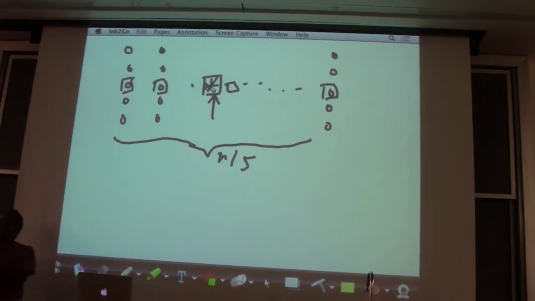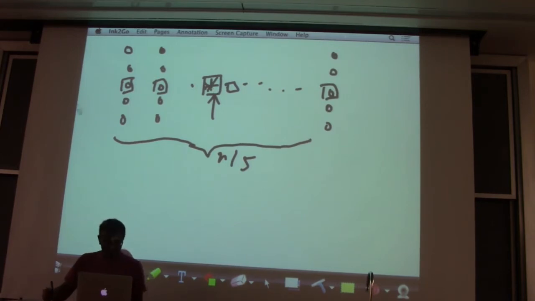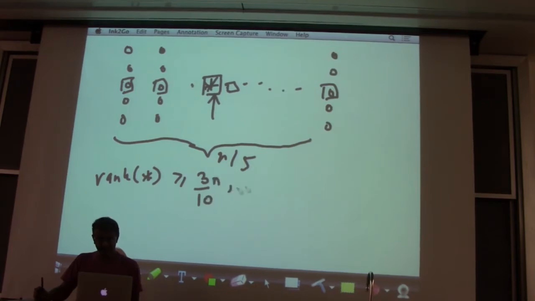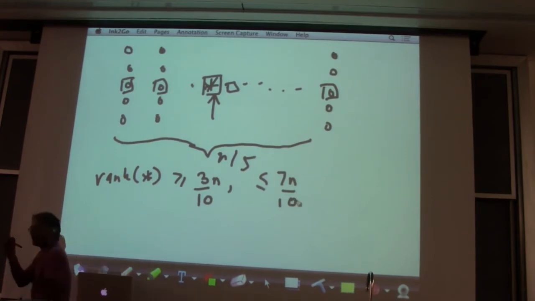So here's the clever thing about this. I claim that this element is a pivot, which means I claim that its rank is not too far to one side or the other. Its rank is not 1. It's never going to be the smallest element. It's never going to be the biggest element. In fact, I'm going to make a particular claim about this element: that the rank of this special element is greater than or equal to 3n over 10, and less than or equal to 7n over 10. It's somewhere in that range, between 30% and 70%.